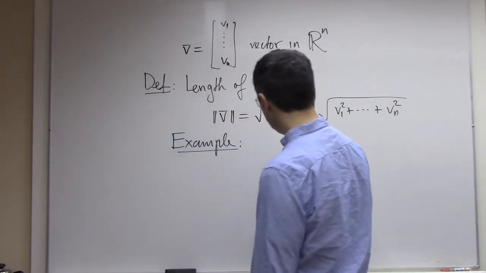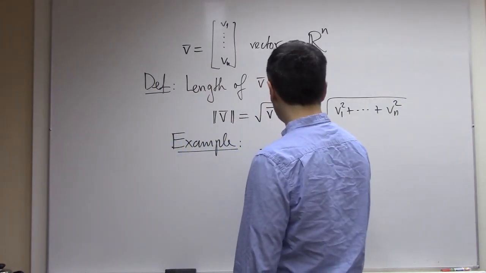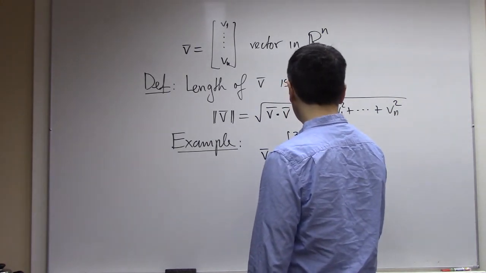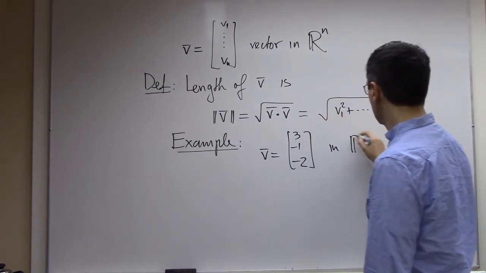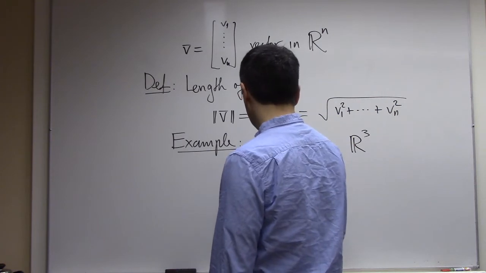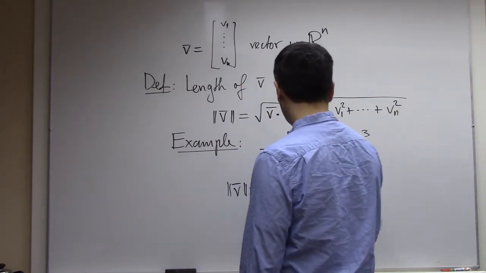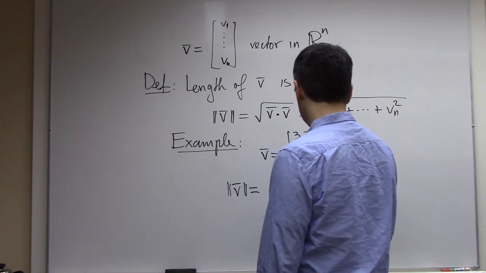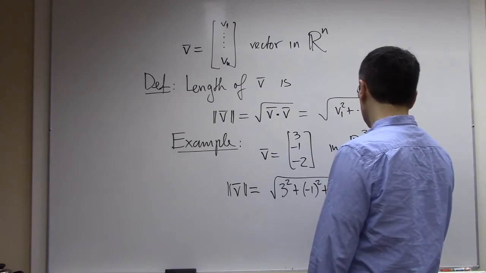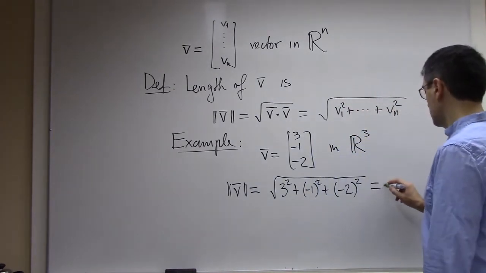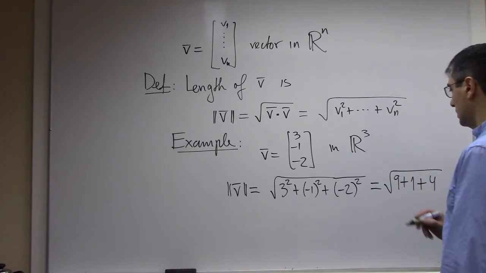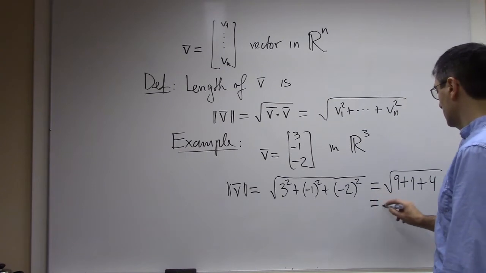Suppose you are given V equal to (3, -1, -2) in R3. So then its length is the square root of 3 squared plus (-1) squared plus (-2) squared. And this is equal to the square root of 9 plus 1 plus 4. So this is the square root of 14.